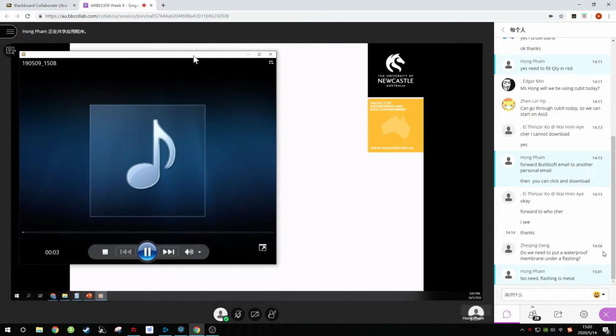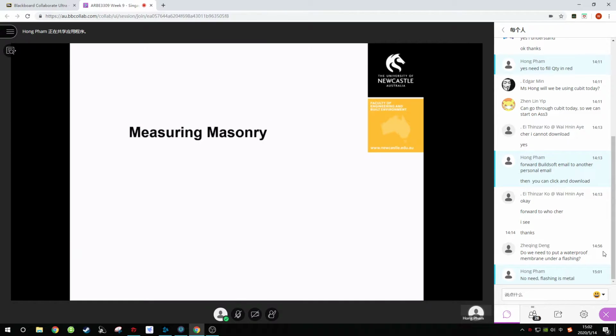Hi everyone, thanks for being a bit patient. The architects took a while to get out of the room and then we had to set up, so we're organised now. Welcome to week 9, measurement 2, only a couple to go. It's a good thing, isn't it?